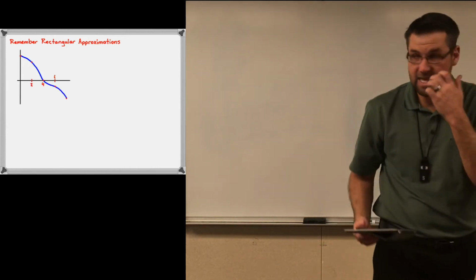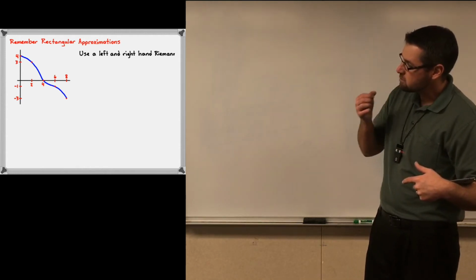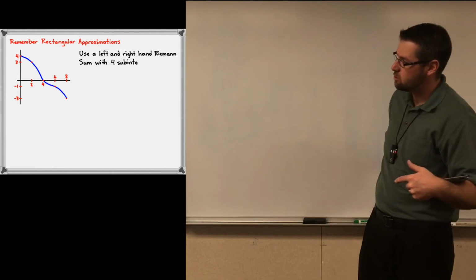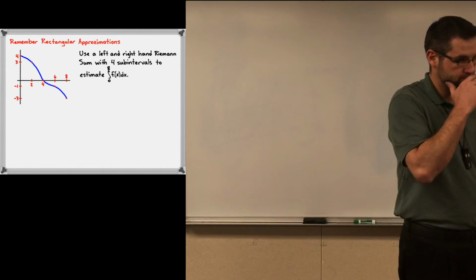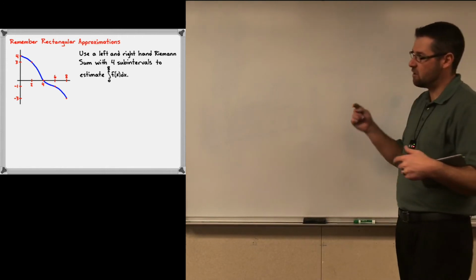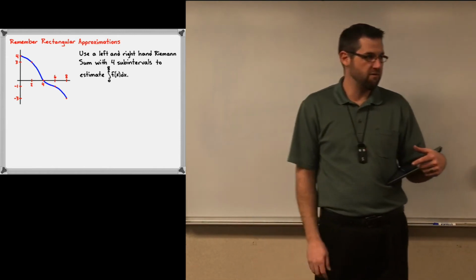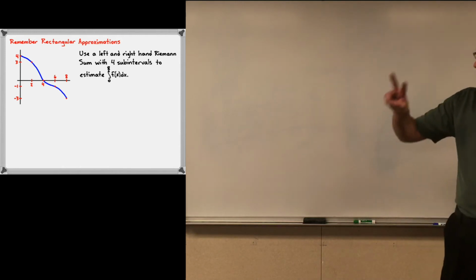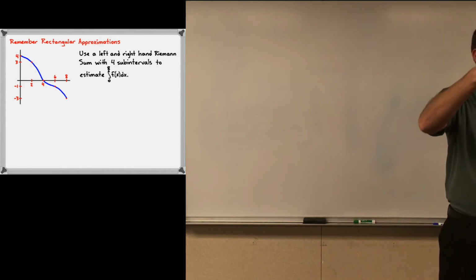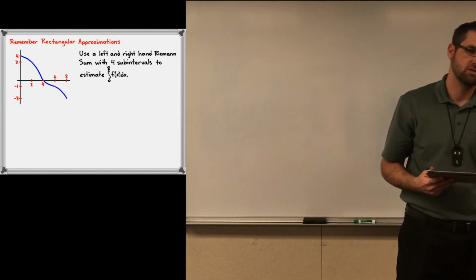Okay. Let's say I want a left-hand Riemann sum from 0 to 8 using 4 subintervals of that function. A left-hand Riemann sum to estimate the integral from 0 to 8 of f of x dx using 4 subintervals. How wide is each subinterval? 2. From 0 to 8, so each subinterval is 2. But how do you determine the height of each subinterval?